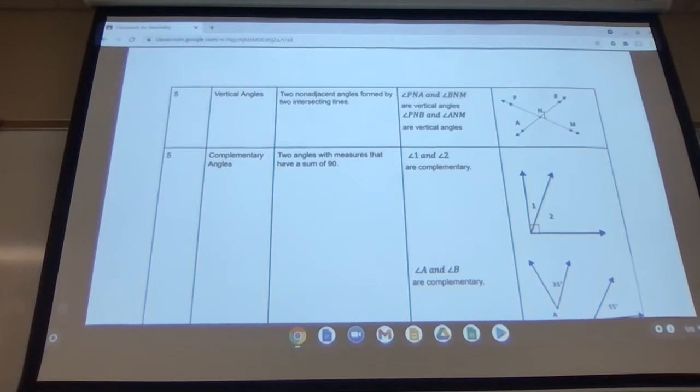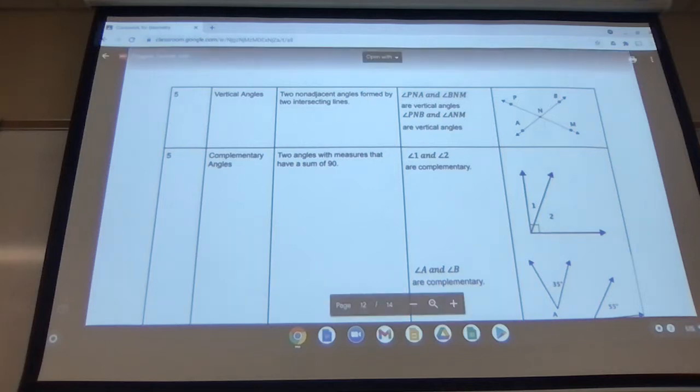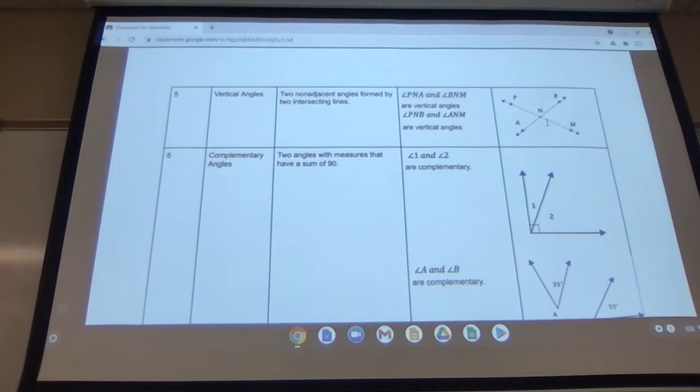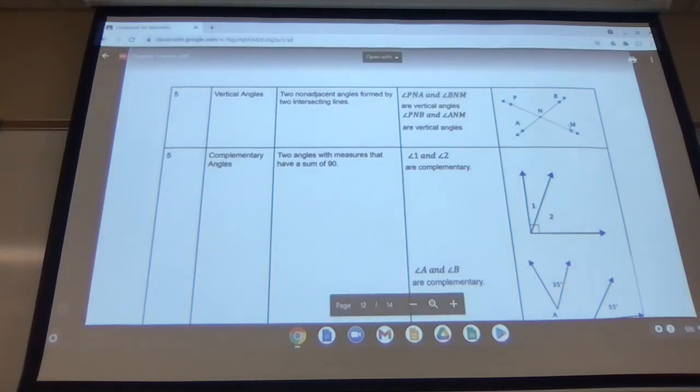What do you think, D? NAM? ANM? Close. BNM and ANM are right next to each other. Those would be adjacent angles. We want to be across from BNM. Which one's across from B and M?